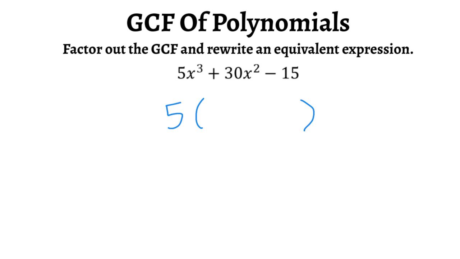If I divide this by 5, if I pull out a 5, I'm left with x cubed. If I divide positive 30x squared by 5, I'm left with positive 6x squared. And if I divide the last term, negative 15, by 5, I get negative 3. And those are my factors. I factored out the 5, and I have 5 times this polynomial.